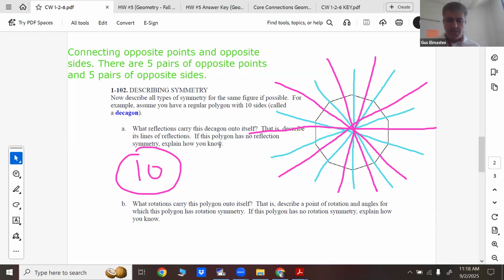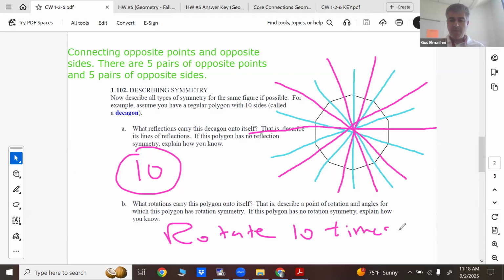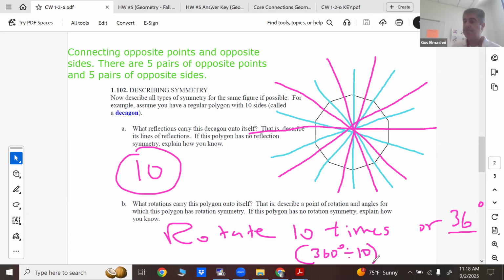So what rotations carry this polygon to itself? So we could rotate 10 times. Or how many degrees? 36. Thank you so much. Yeah, because you do 360 degrees divided by 10, so 36 degrees. Yeah, just rotate 36. You're always going to get back to itself.